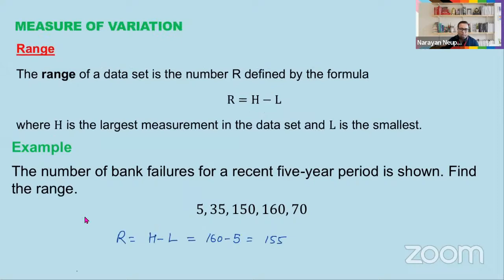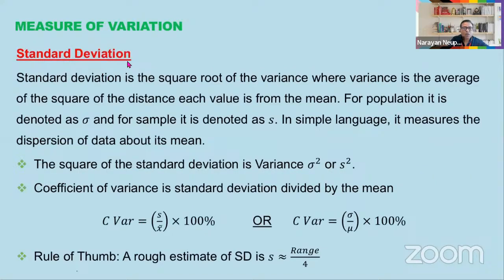Okay. Now, the next one in the measure of variation is the standard deviation. It's a long one now. Okay, standard deviation. Remember, in variation, we are basically measuring the scatteredness of the data. How much data is scattered from the mean? How far the data is from the mean? If you want to measure that, how far the data is from the mean, we use standard deviation.